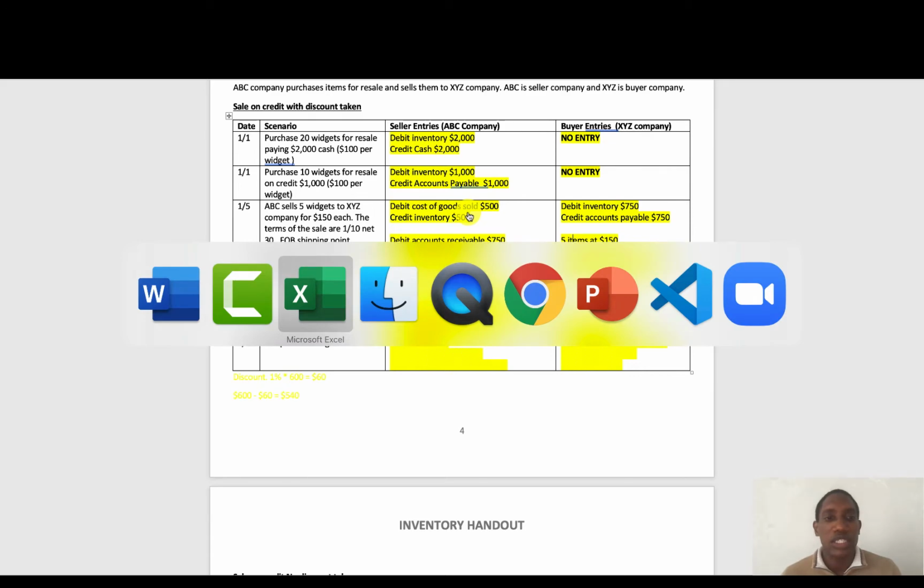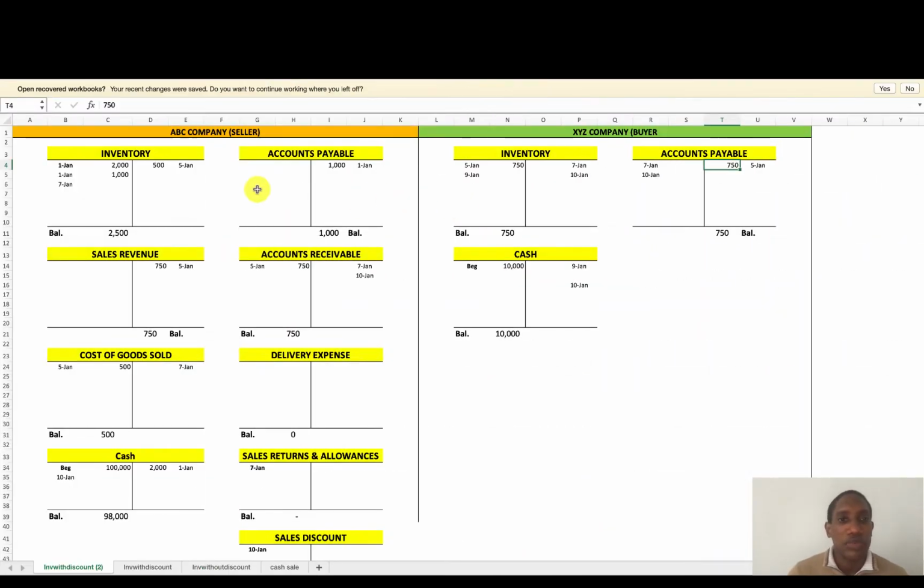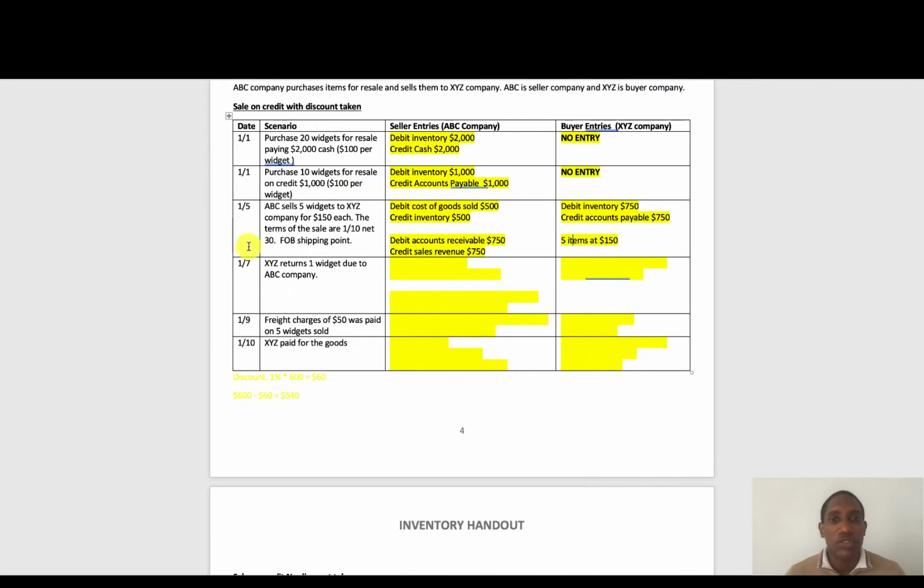So when we look at the T accounts, we see accounts receivable 750, sales revenue 750. We see accounts payable here 750 and inventory 750. Okay, all right. And this represents 5 widgets. XYZ has 5 widgets that it purchased, and ABC sells 5 widgets.